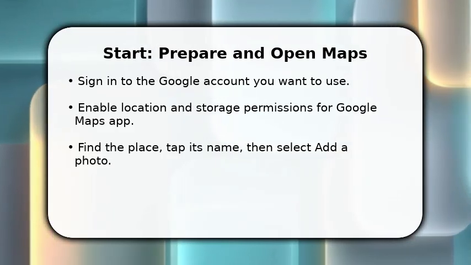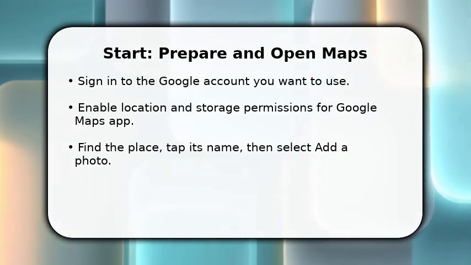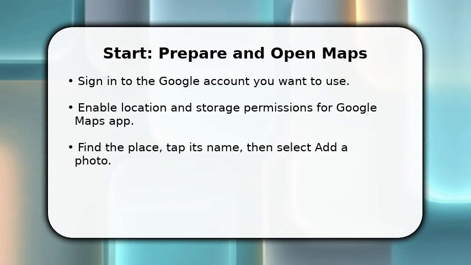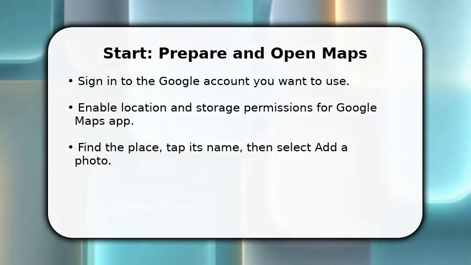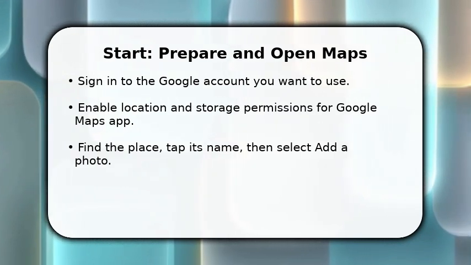You start by opening Google Maps and signing into the account that will own the photo. This ensures contributions link to you. Grant location and storage permissions, so uploads attach accurate place data, and the app can access your images.